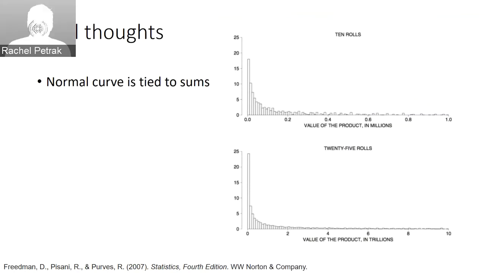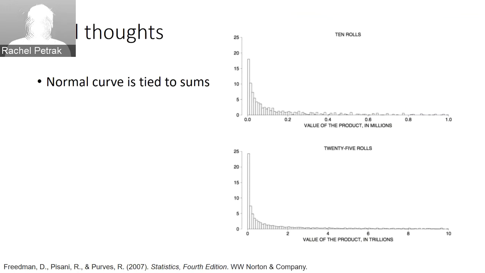A couple of final ideas. The normal curve is tied to sums. What do we mean by sums? Well, it's literally tied to instances where you have used the sum as a primary way to consolidate or manipulate your values. The sum, adding, isn't the only thing you could do with values. As we saw in correlation, sometimes you multiply, in that case, deviations.